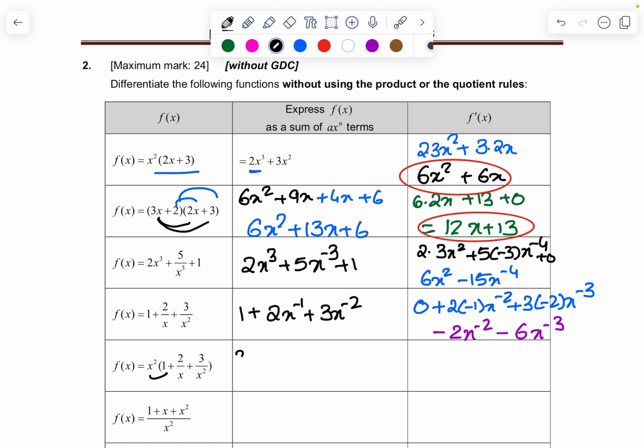X squared times 1 is x squared. X squared times 2 upon x is 2x. X squared times 3 upon x squared is 3. So what's going to be the derivative? X squared derivative is 2x, 2 derivative is 2, and 3 derivative is 0.